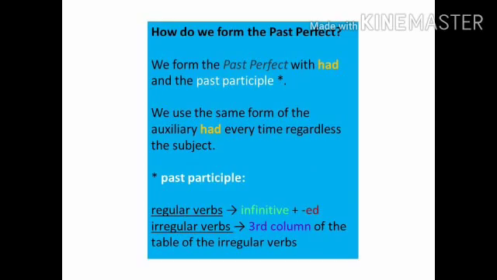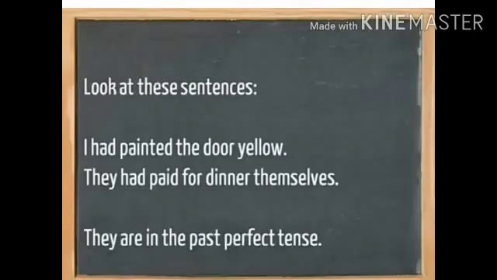We form the past perfect with had and the past participle. We use the same form of the helping verb had every time with all the subjects. For the past participle of a regular verb we use ed with the main form of the verb. For an irregular verb we use the third column of the table. Now take a look at the sentences. First, I had painted the door yellow. Second, they had paid for dinner themselves. Both the sentences here are in the past perfect tense. In the first example, painted is a regular verb, and in the second example, paid is an irregular verb.